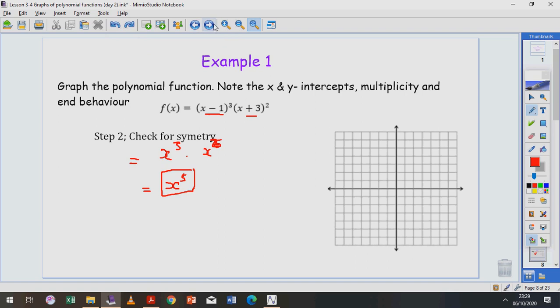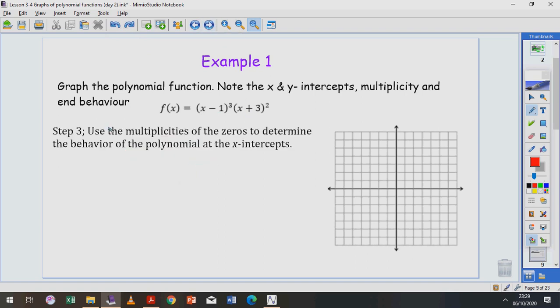Alright, next step is I want to use the multiplicities of the zeros to determine the behavior of the polynomial at the x-intercepts. Remember, my x-intercepts were 1 and -3, and the y-intercept was (0, -9), somewhere down here. So at x equal to 1, you can see that the multiplicity is 3, so at that point I expect the graph to look like this. I expect the graph to cross the x-axis in this way.